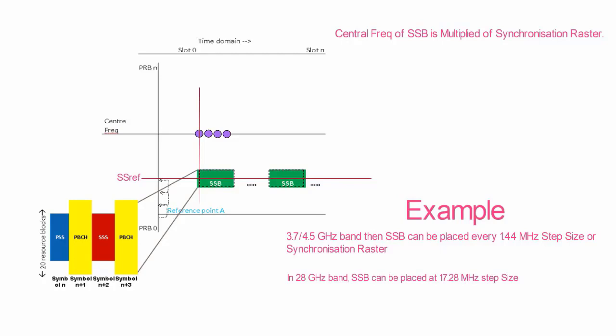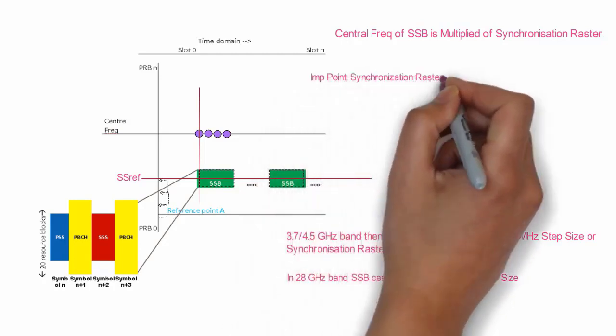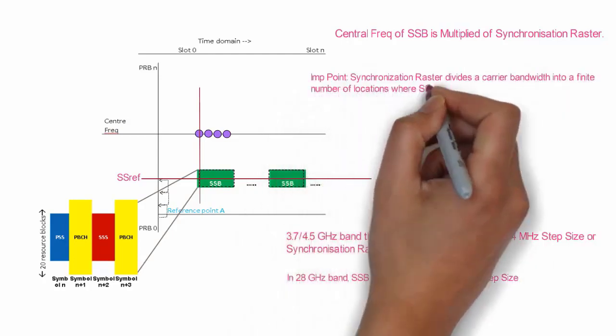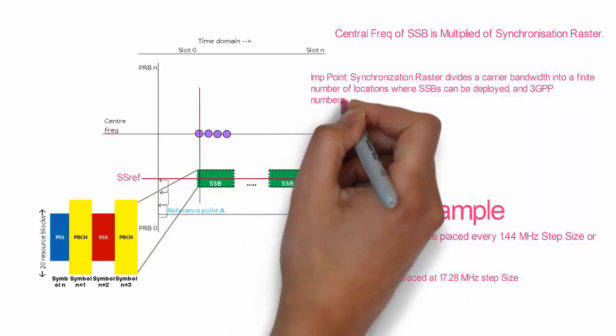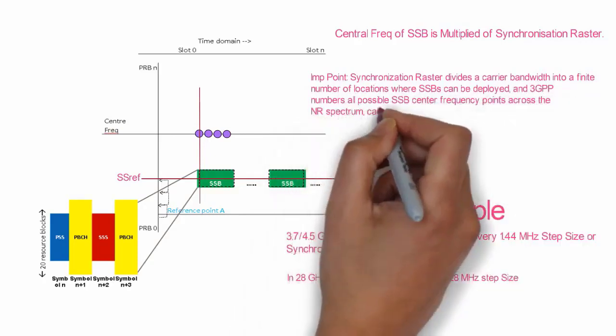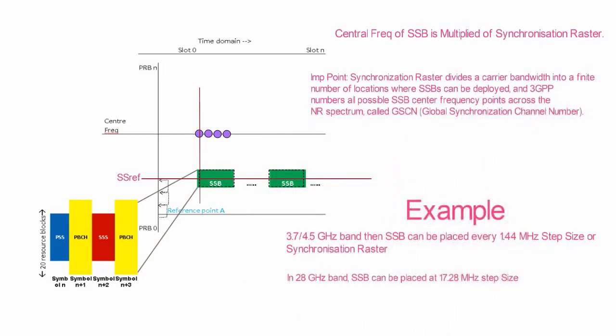Synchronization raster divides a carrier bandwidth into a finite number of locations where SSB can be deployed, and all possible SSB center frequency points across the NR spectrum are called GSCN. Again I am repeating: synchronization raster divides carrier bandwidth into a finite number of locations where SSB can be deployed, and all possible SSB center frequency points across the NR spectrum are called GSCN, Global Synchronization Channel Number.